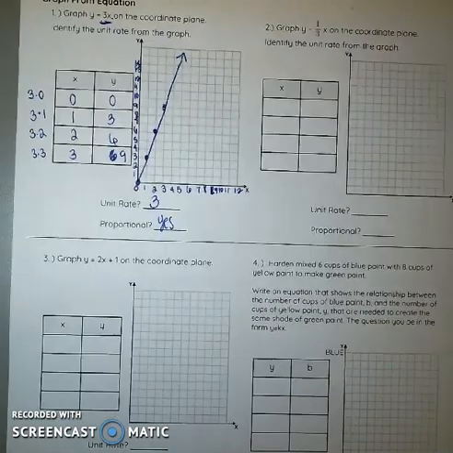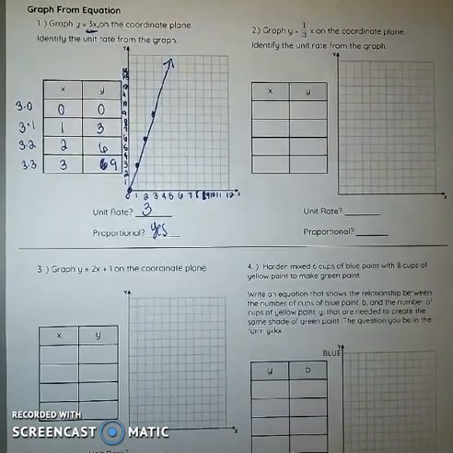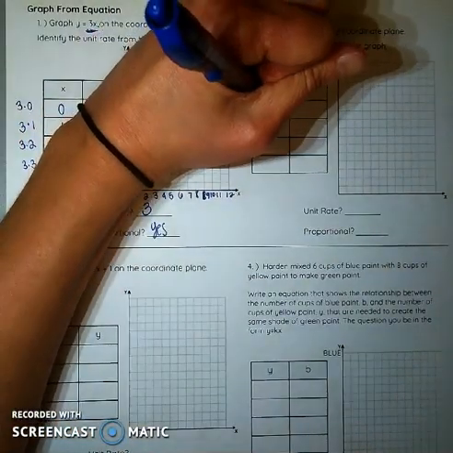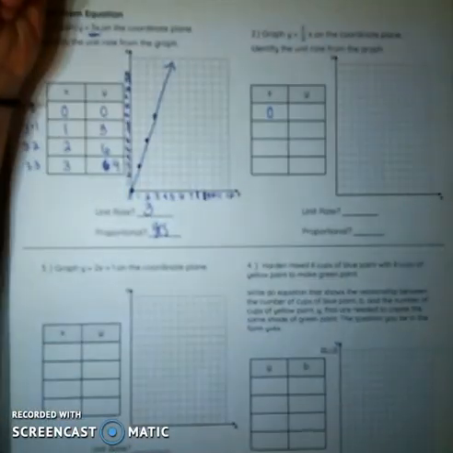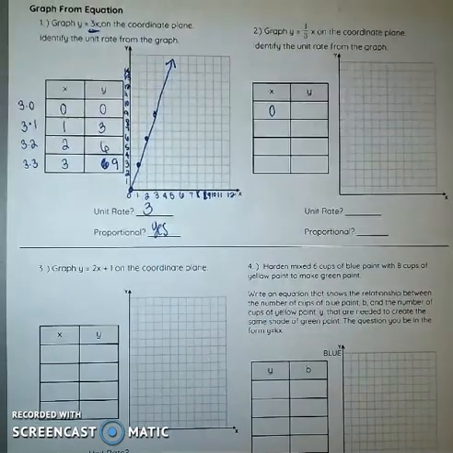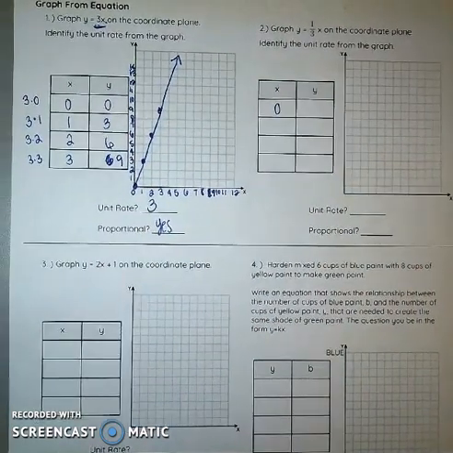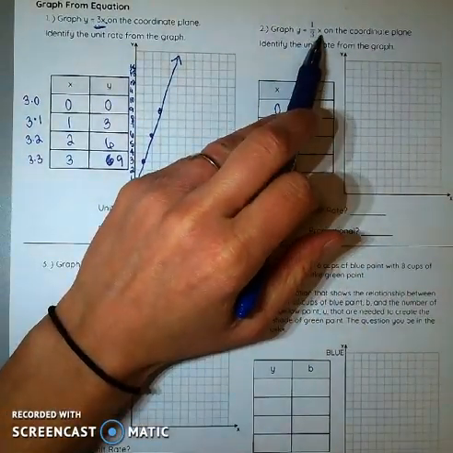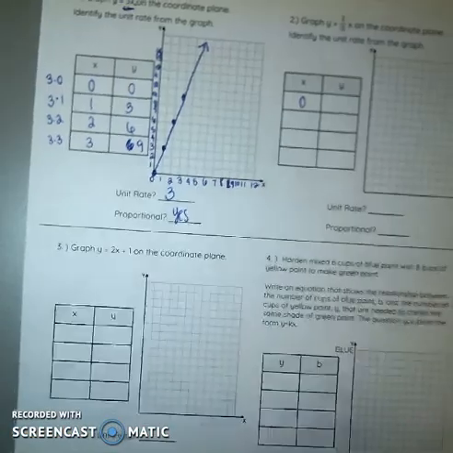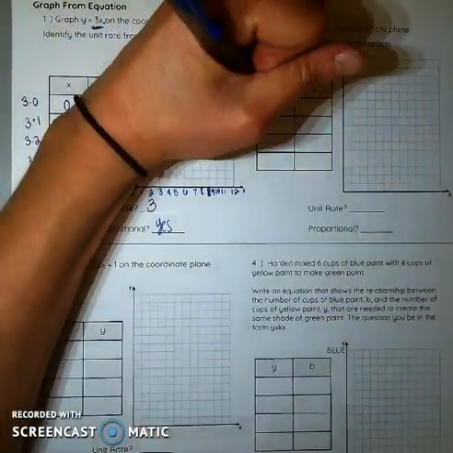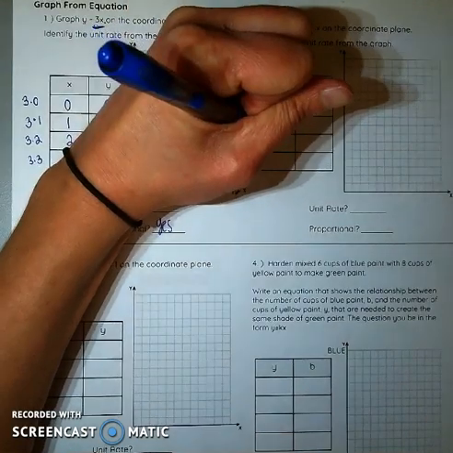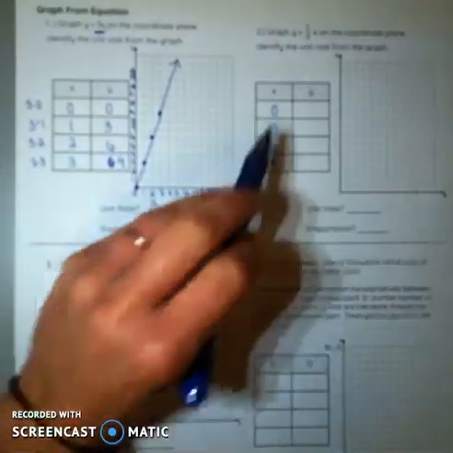Now the next one we have is y equals 1/3 x. So I'm going to, again, just use values for x. This time, I think I'm going to go up by 3s, and the reason why is because I see that I'm going to be multiplying x by 1/3, so I want to have nice answers. So I'm just going to choose 0, 3, 6, and 9 for my x values.